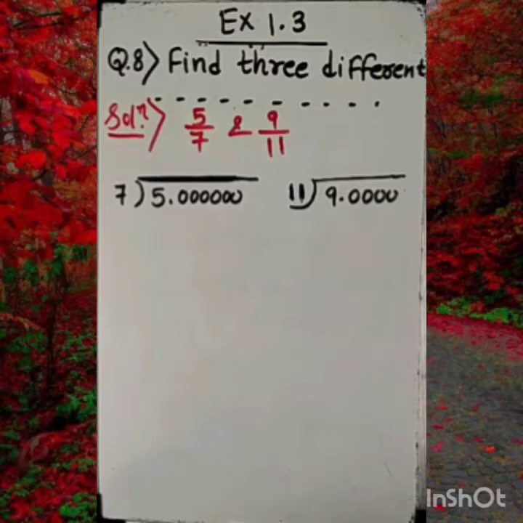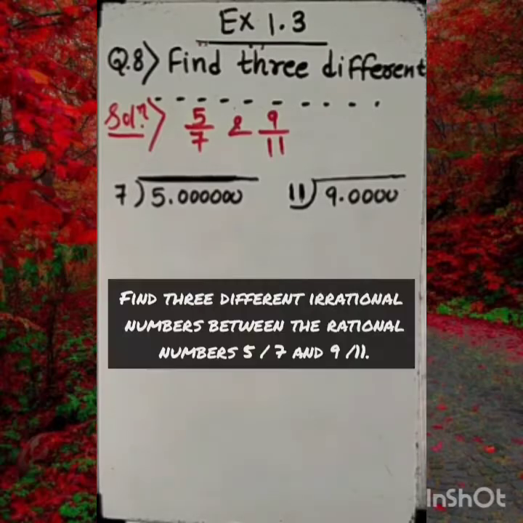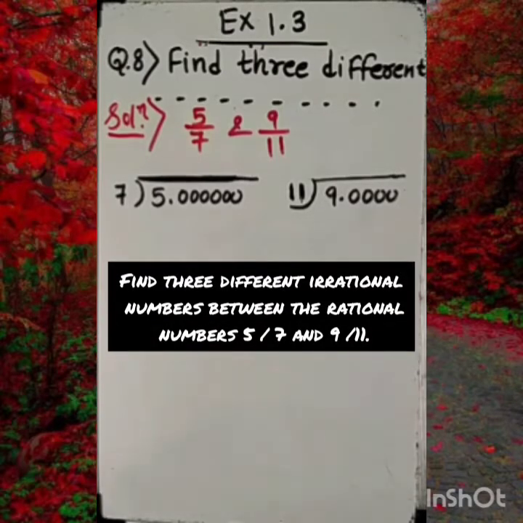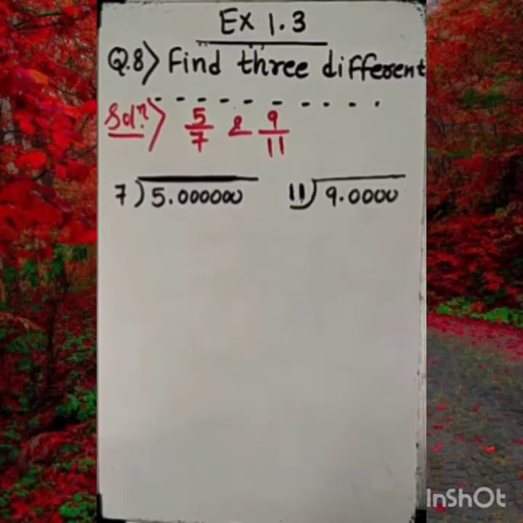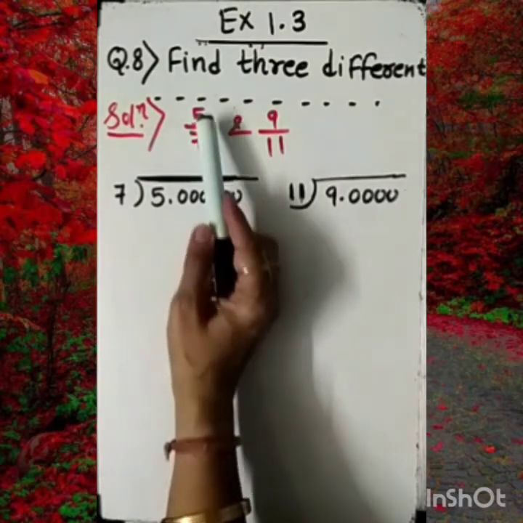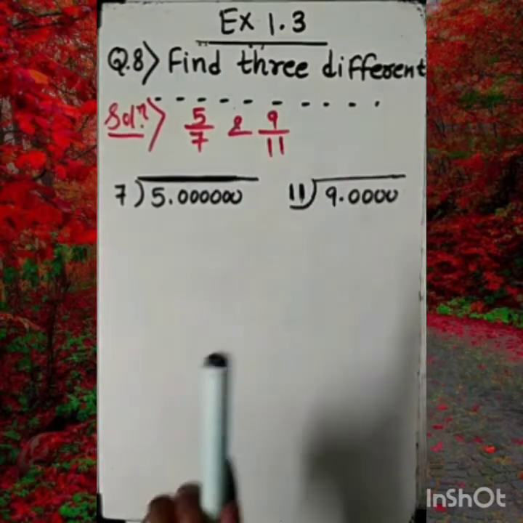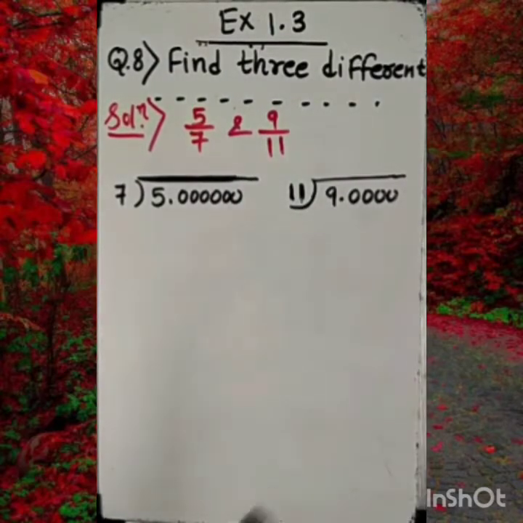Exercise 1.3, question number 8. I am reading the question for you here. Find three different irrational numbers between the rational numbers 5/7 and 9/11. Here on your screen you can see I wrote two numbers, 5/7 and 9/11. We have to mention three irrational numbers between these two rational numbers. So very simple, very easy.